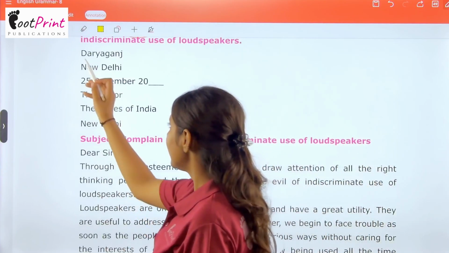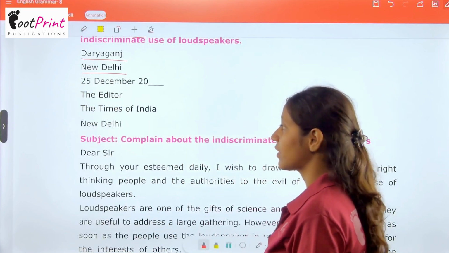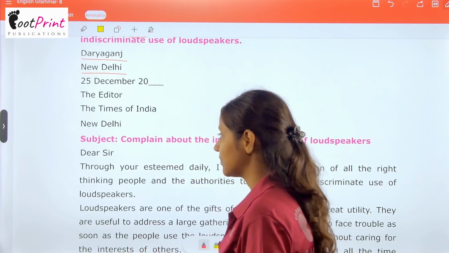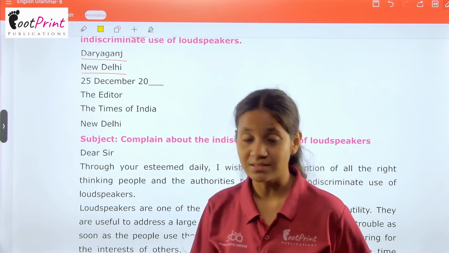First we have the address: Daryaganj, New Delhi, 25 December 20. The Editor, The Times of India, New Delhi. Then we will write the subject.